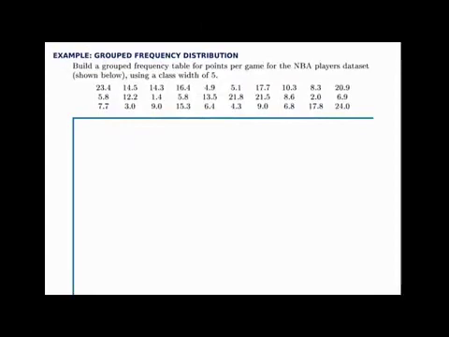Here we're going to build a grouped frequency table using the data set of NBA players with their points per game shown below. So we have 30 values ranging from 1.4 up to about 24. And we're told to use a class width of 5 for our grouped frequency table. So we want to start low enough that we can cover all of them. And rather than starting at 1, let's start at 0 just to get a nice round number and make it easy for ourselves.